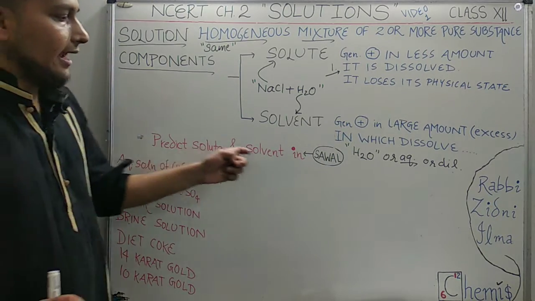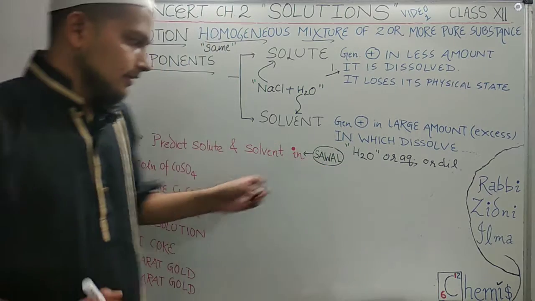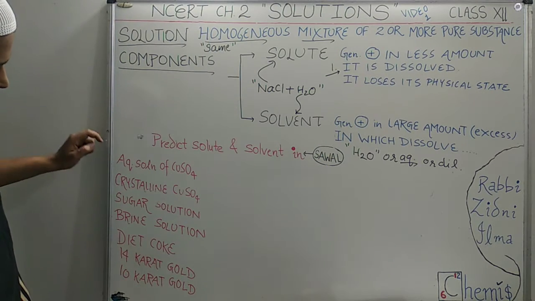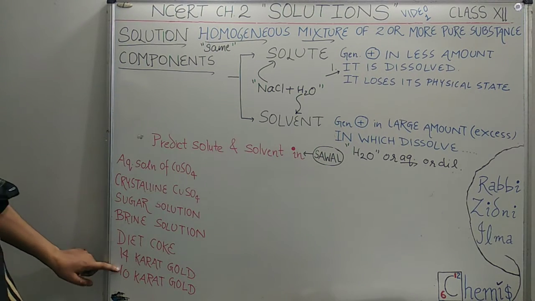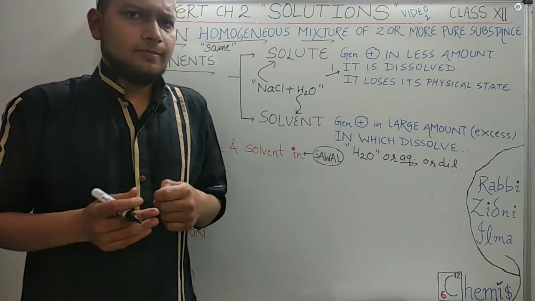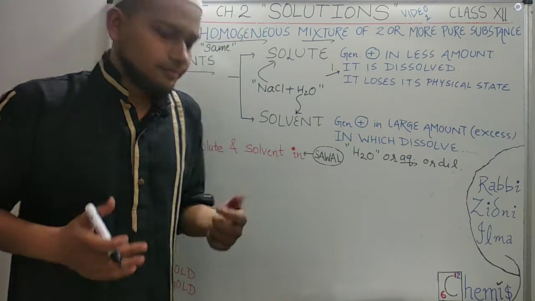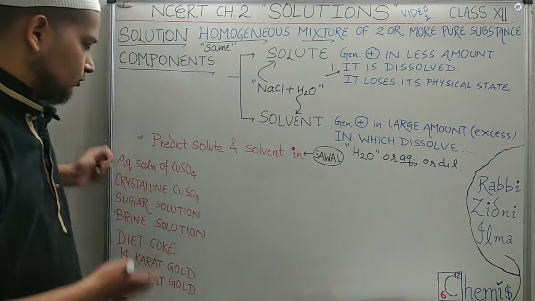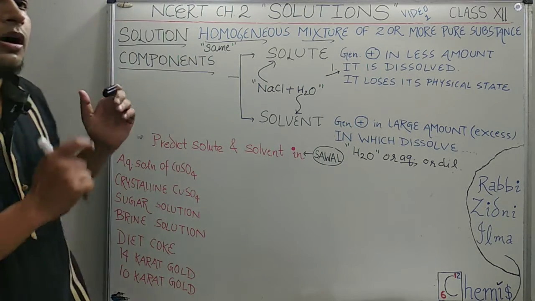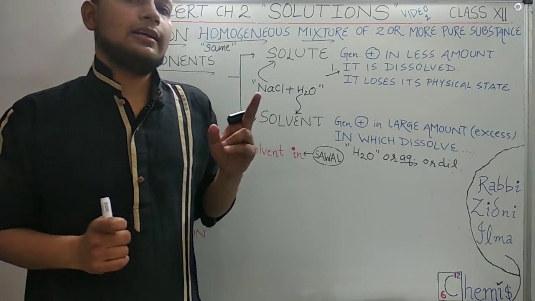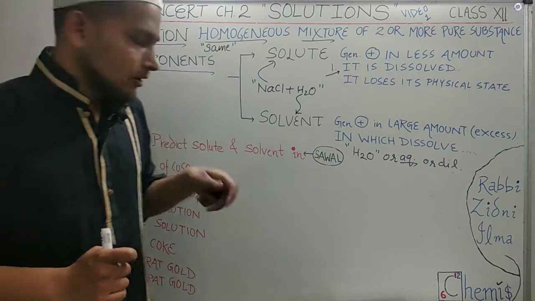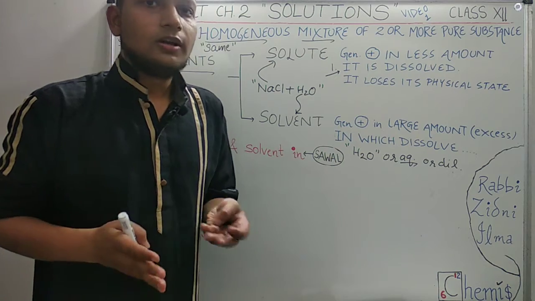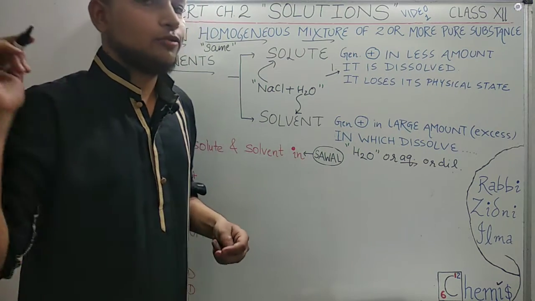Now, we have a query in here. Predict solute and solvent in the given cases. If you look here, 1, 2, 3, 4, 5, 6, 7 cases. So we will make this up to 10. You should pause the video and try to solve this, and I suppose out of 10 you will get 8 correctly. The 2 will deceive you. Which ones will deceive you? You will get to know that at the end of the video.